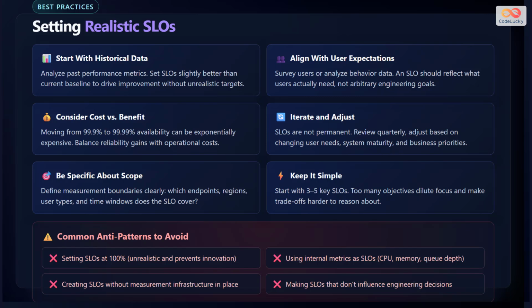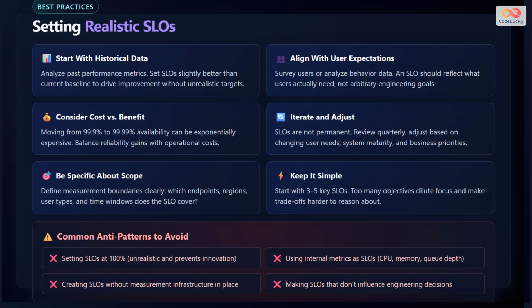Here's how to calculate it. First, determine your SLO. For this example, we use 99.9%. Next, subtract your SLO from 100% to get your error percentage. 100 minus 99.9 equals 0.1%.